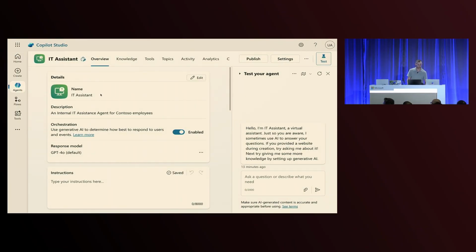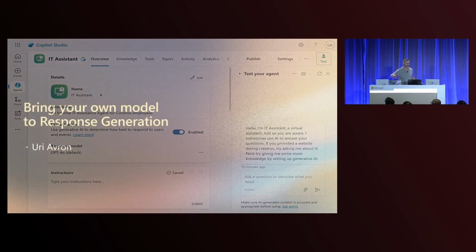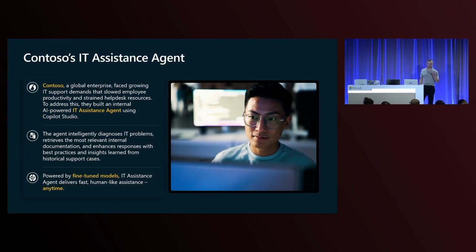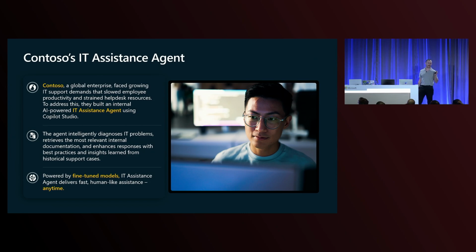OK, great. Oh, sorry. Let's go back to the slide. So as Matt talked about, we are developing an IT assistant. So it's under Contoso, a global enterprise. Its IT department faces a growing demand for support and experiences an overload of open tickets. To solve this, they have built an internal IT assistant agent using Copilot Studio. This agent, powered by fine-tuned models, intelligently diagnoses problems, retrieves relevant internal documentation, and enhances answers based on historical support cases. Let's see how it works.